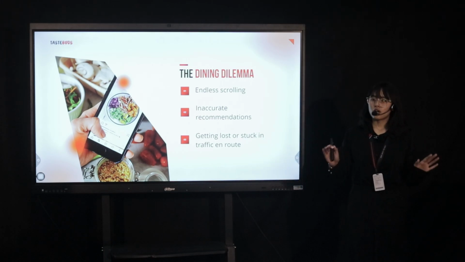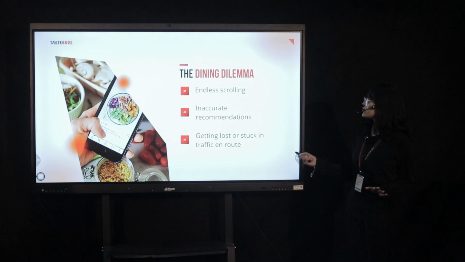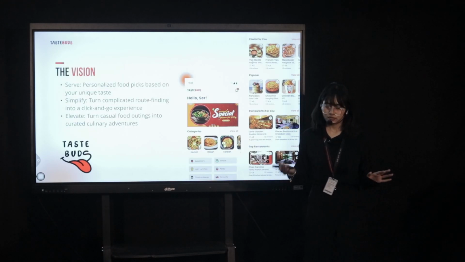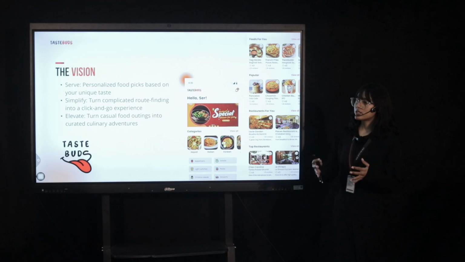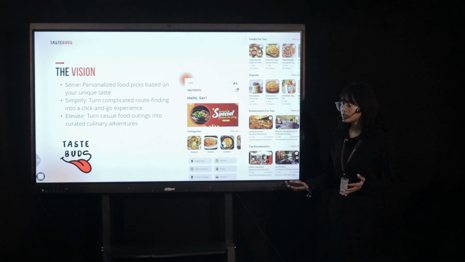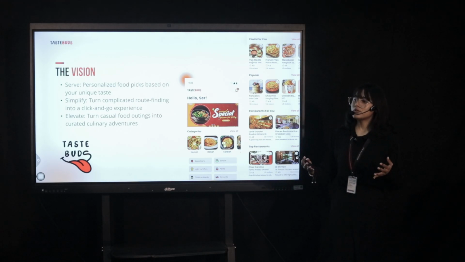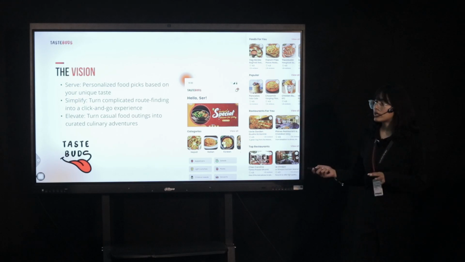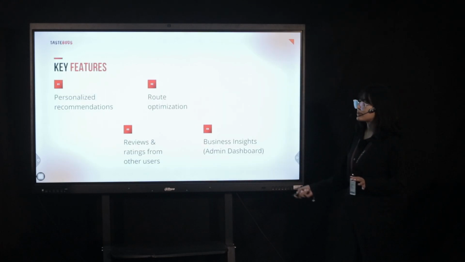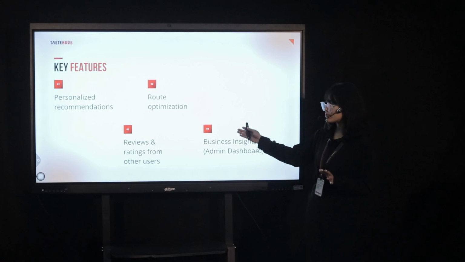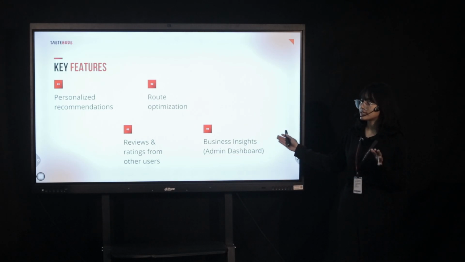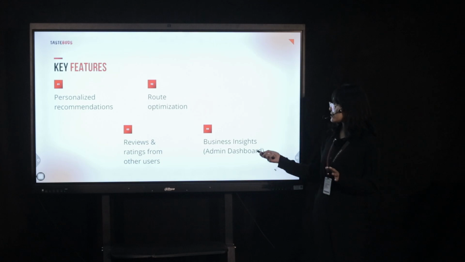So to solve this problem, I am introducing you to Taste Buds. Taste Buds is a mobile application where you will be able to get personalized food and restaurant recommendations based on your preference, and you will get the shortest route possible to get to that place as well. The features of our Taste Buds are personalized recommendation, route optimization, users can leave a review, and business can get the insight as well to improve their business.